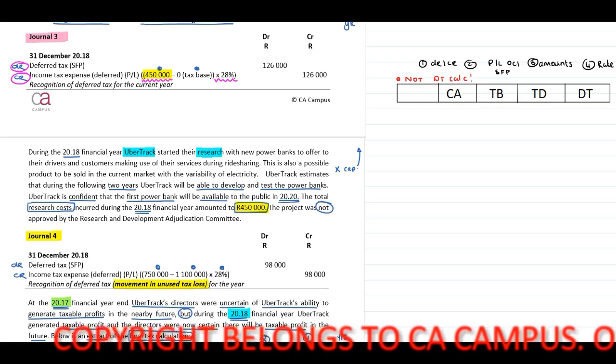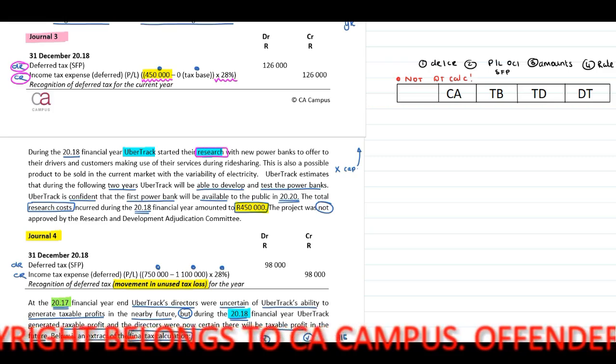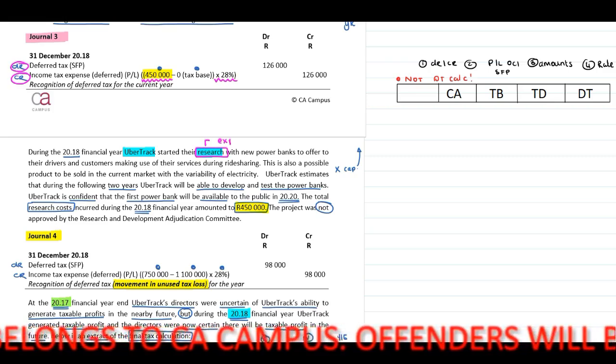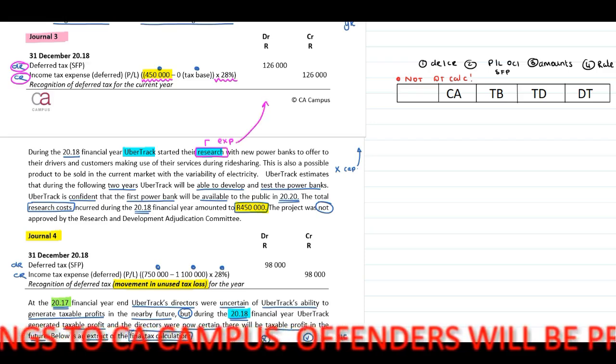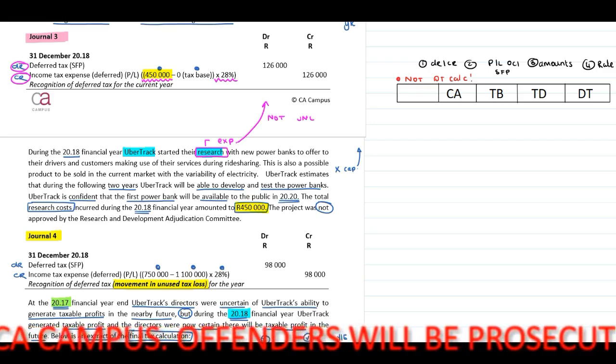Now, you will remember that they have indicated to us that this is research costs. Guys, immediately, you know, research costs should be expensed. Therefore, there should not even be a journal entry. Right, now what do we write down?